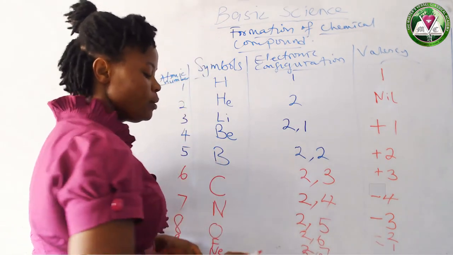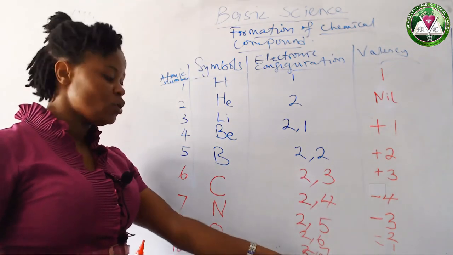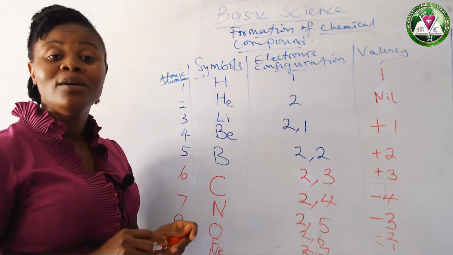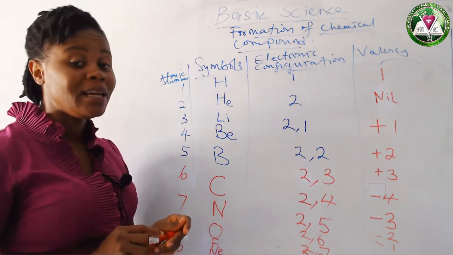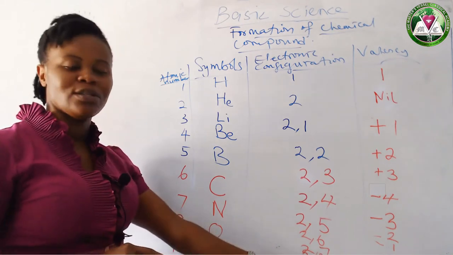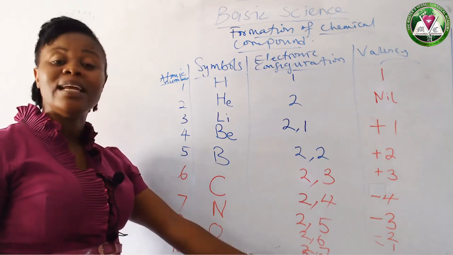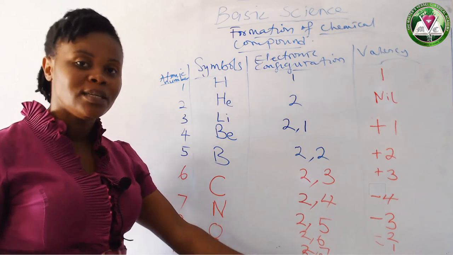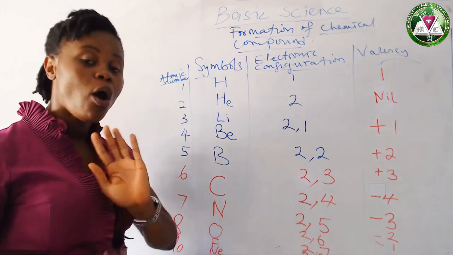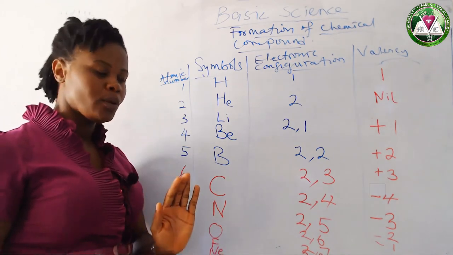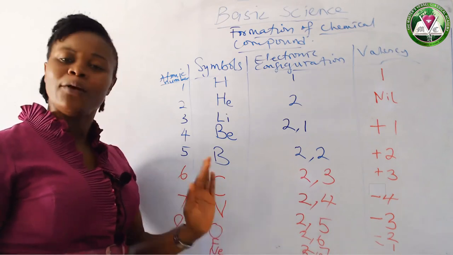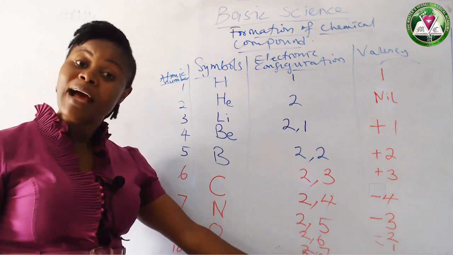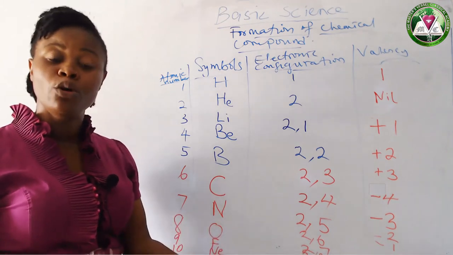The last one has 8. This one is complete. Remember we said that L shell takes a maximum of how many electrons? 8 electrons. And since this one has 8 electrons, it's complete. The shell is completely filled. So it doesn't need any other electron. There's no space for another electron to come in. So this element cannot combine with another element to form a chemical compound.